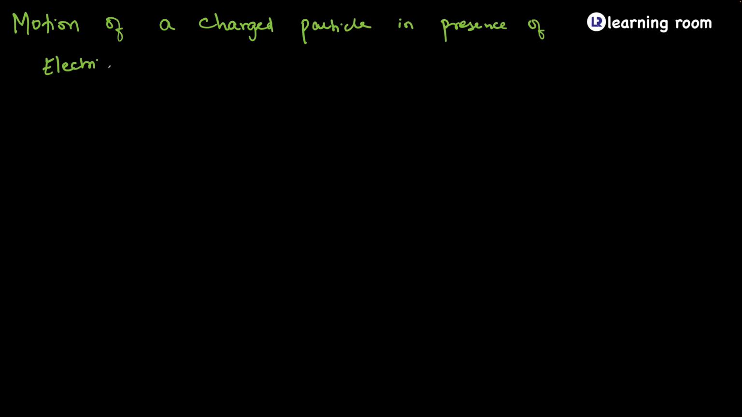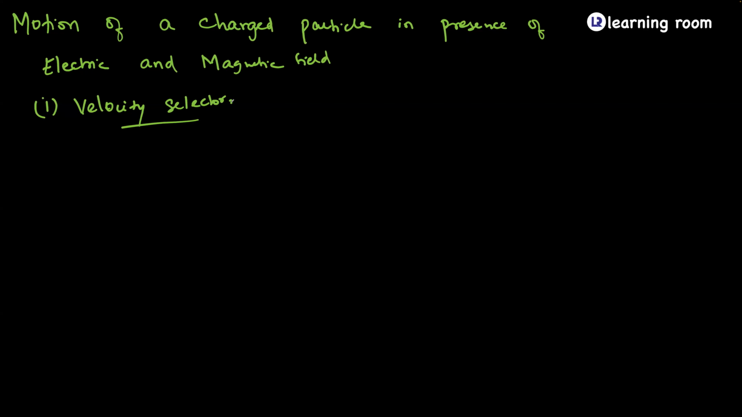So the heading is going to be motion of a charged particle in presence of electric and magnetic field, in which we are going to see one of the important cases, which is called velocity selector. Okay. So it's called velocity selector.